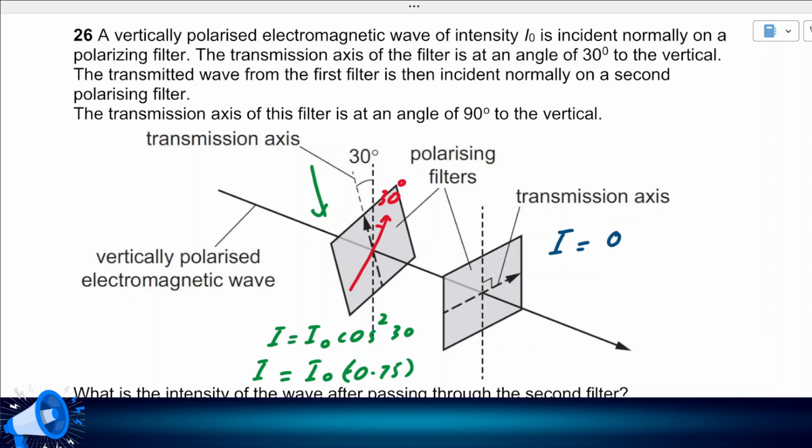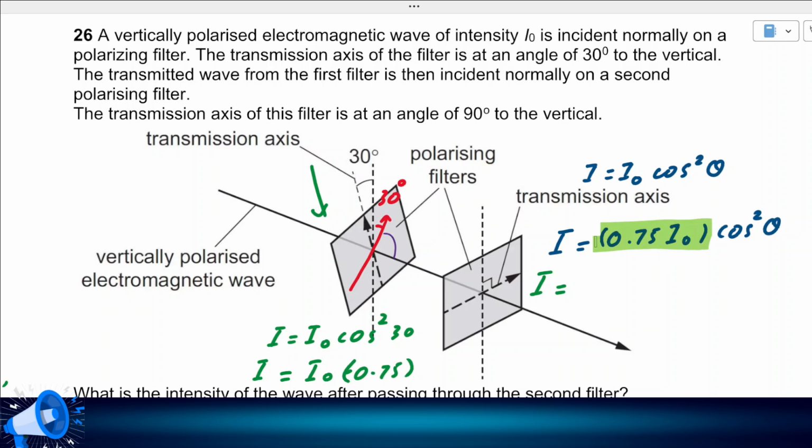Now your original intensity is 0.75 I naught times cos squared theta. I'm going to use this formula once again. We're using the same formula. Now what is the angle? The angle has to be with respect to the previous one. So we started off from 30 and we go all the way to 90. So what is the angle in this case? 90 minus 30 is 60. For the second polarizer, 0.75 I naught is now the incident intensity.